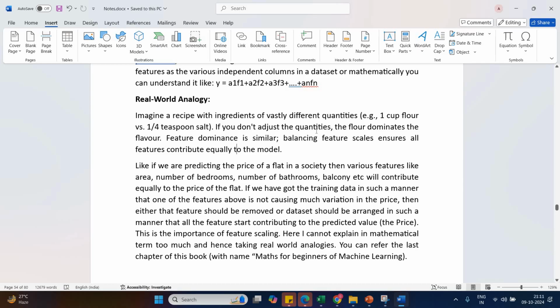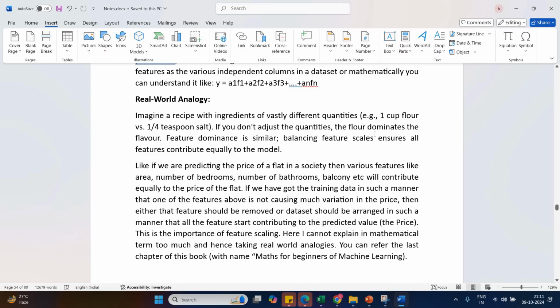If you don't adjust the quantities, then the flour, like you have taken 1 cup of flour, the quantity of flour will decide the basic taste of your cake. Okay. So we have to balance this. How do we have to balance it?